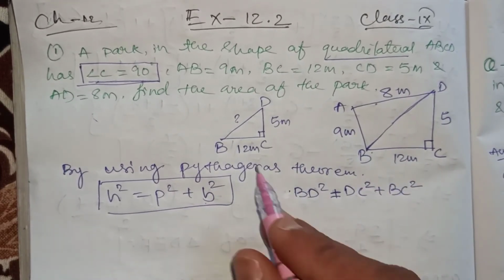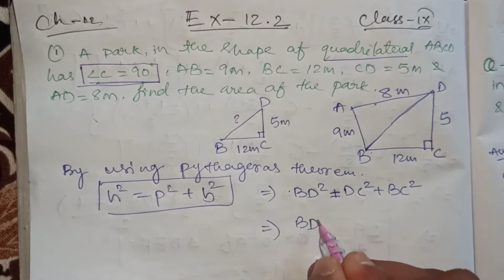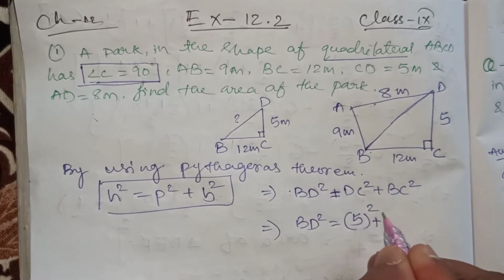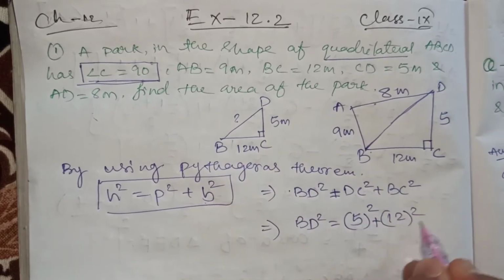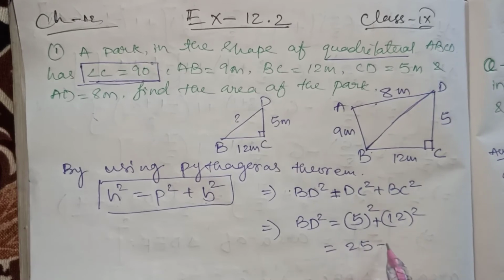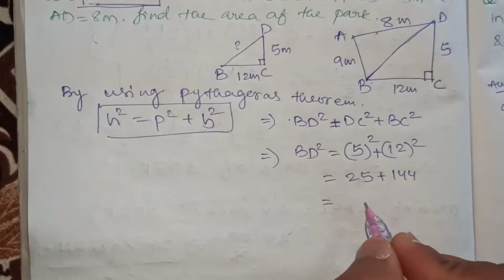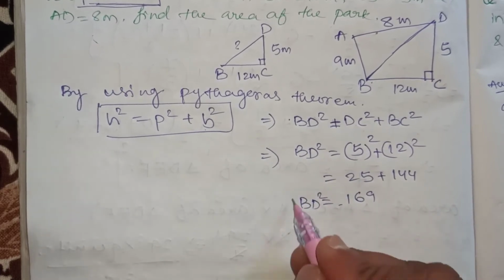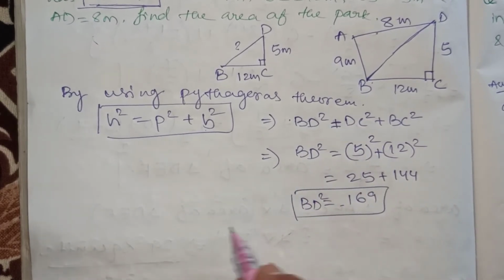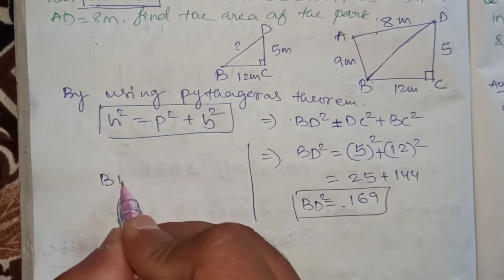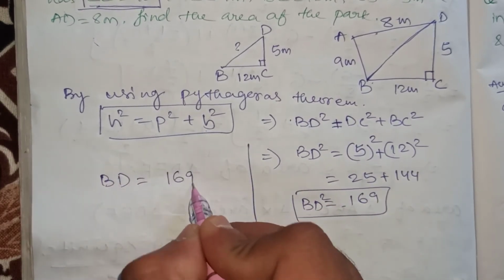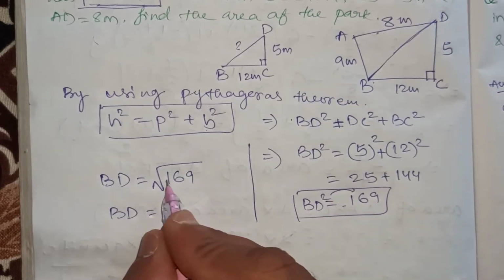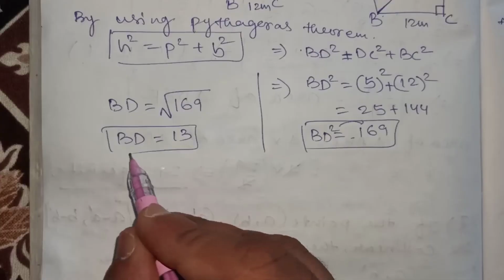Now, BD is how much? BD we don't have. DC is 5 square plus BC is 12 square. 5 square is 25, 12 square is 144. Now add it, it will be 169. BD square we got 169, but we have to find the value of BD. So BD is root over 169. The square goes to the other side and becomes a root. So root of 169 is 13. BD equals 13.